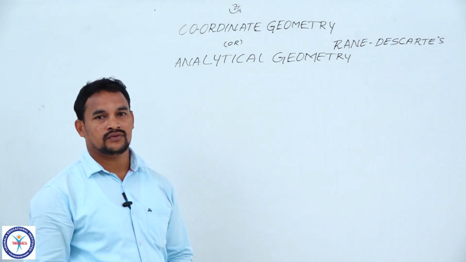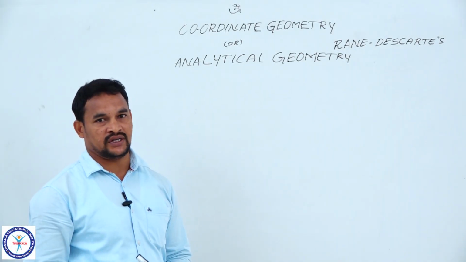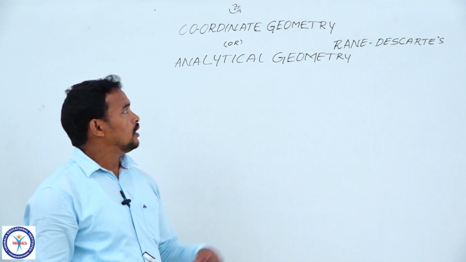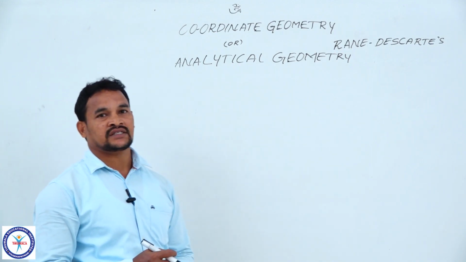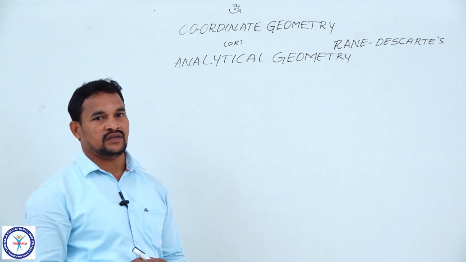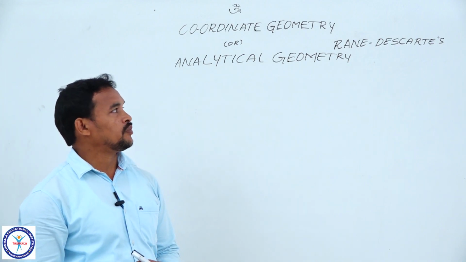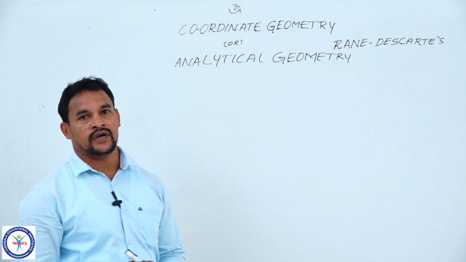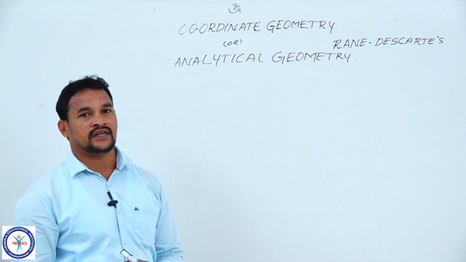Good morning, students. Today we are going to discuss coordinate geometry. The author of coordinate geometry is René Descartes. It is also called analytical geometry, and by the name of the mathematician, Cartesian geometry.